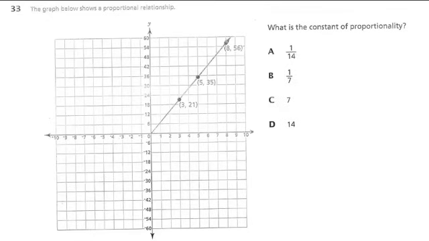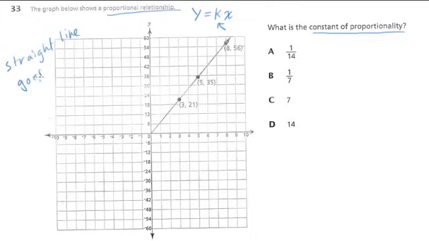Okay, this is question number 33. And 33, we are told the graph below shows a proportional relationship. So as soon as we hear this, we've got to think of the proportion equation, which is y equals kx. And it says, what is the constant of proportionality? And so really we're looking for our k. Now, just a little bit of background is that even if it didn't tell us this was a proportional relationship, we've got a straight line, and it goes through the origin. So it goes through 0, 0. And so these two criteria tell us that it is indeed a proportional relationship.